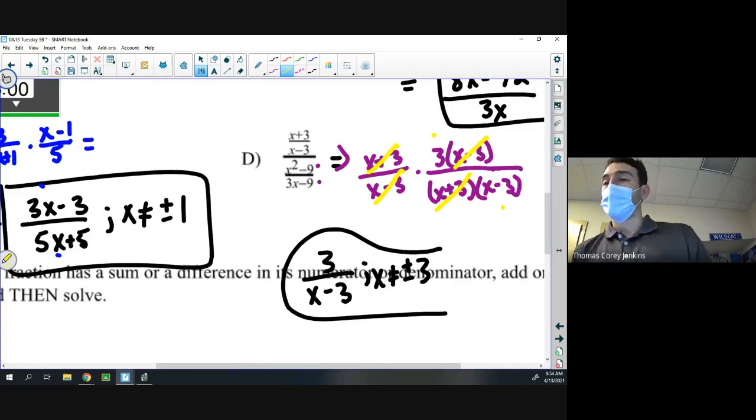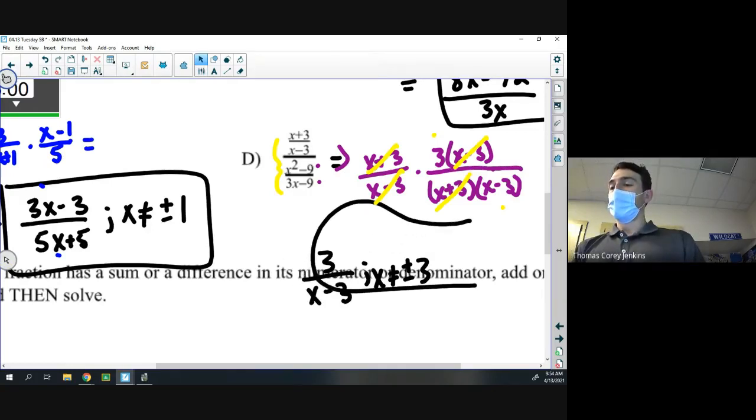As far as the restrictions go, we're looking from, again, here down. So if you set all those equal to 0, you either get positive or negative 3 for all of them, okay? So hopefully that helps. Anybody have any questions after that?